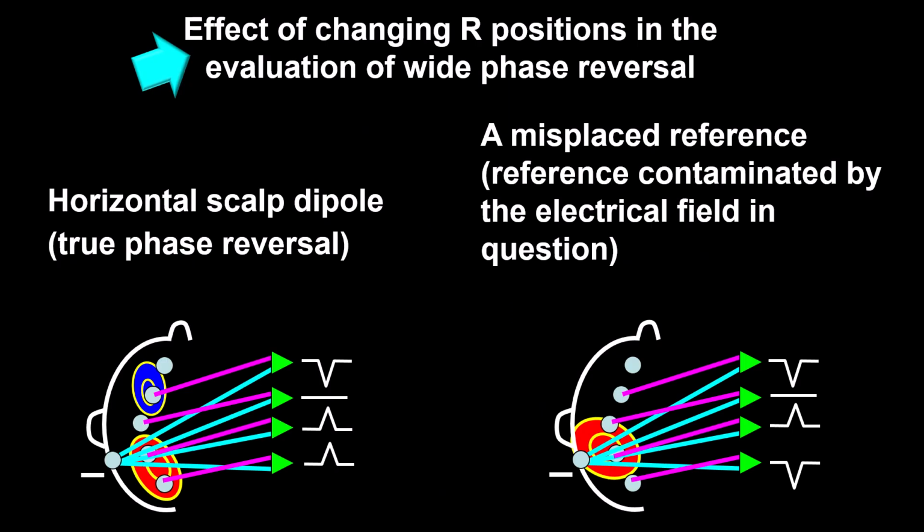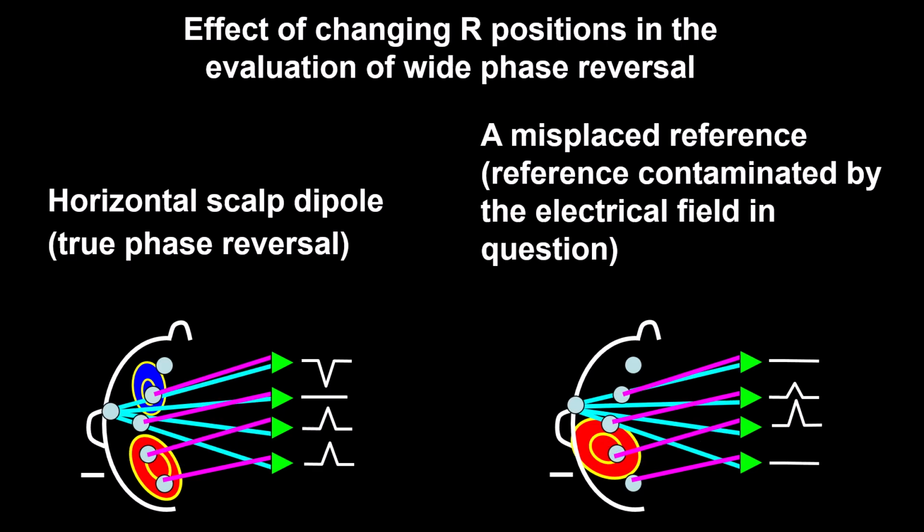The effect of changing position of the reference electrode will be illustrated to you in this frame and in the following frames. In the current frame, this is just the same illustration that I've shown you before. As you can see, in this case, there is a true phase reversal, whereas in this case, there is a contaminated source. In this new frame, I have changed the position of the common reference electrode.